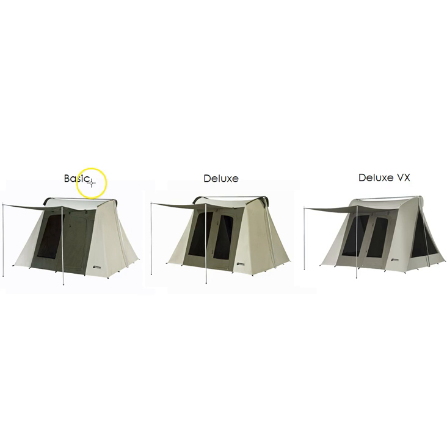Many of our customers wonder what the difference is between the Basic, the Deluxe, and the Deluxe VX, sometimes known as the Super Deluxe Kodiak Flex-Bow Tent. Let me explain some of the differences. The main difference is the number of windows. Each of them has a door here on the right and a window here on the left.